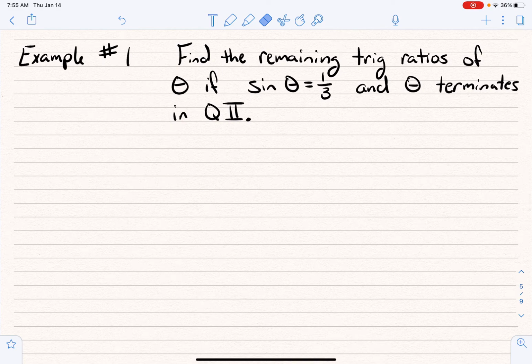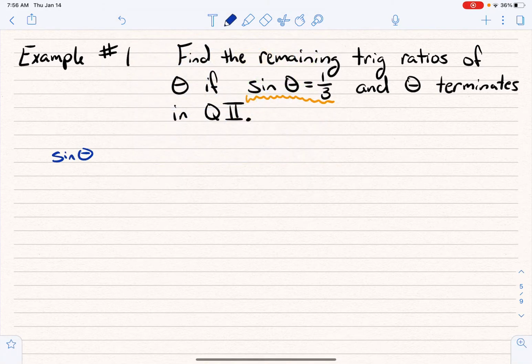With example numero uno, we see here that you're asked to find the remaining trig ratios of theta if sine theta is 1/3 and theta terminates in quadrant 2. Okay, and so we're focused in on this part right here, the fact that sine theta is 1/3. I was talking with some students about a problem like this yesterday, and they said, well, okay, so if sine theta is 1/3, think about that.